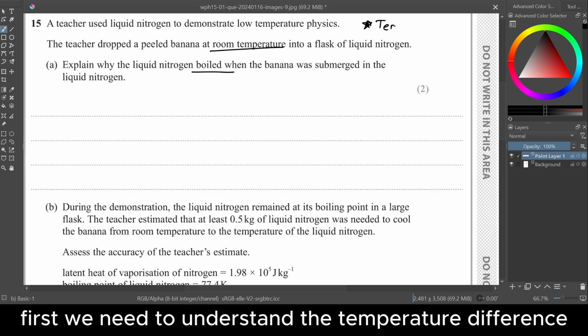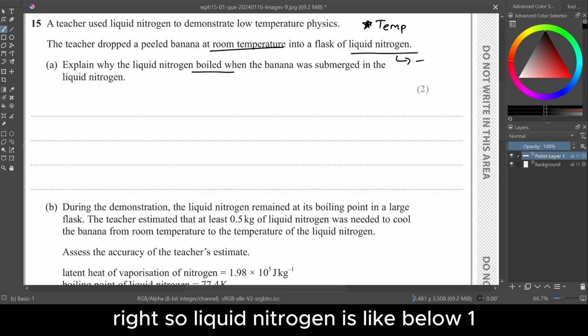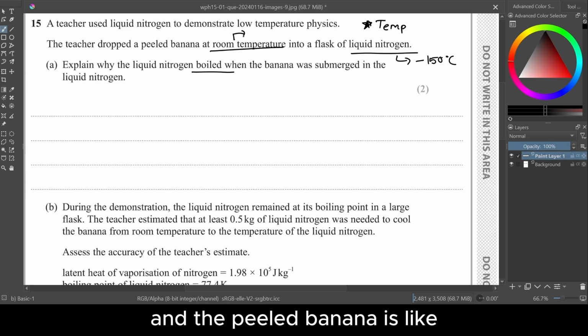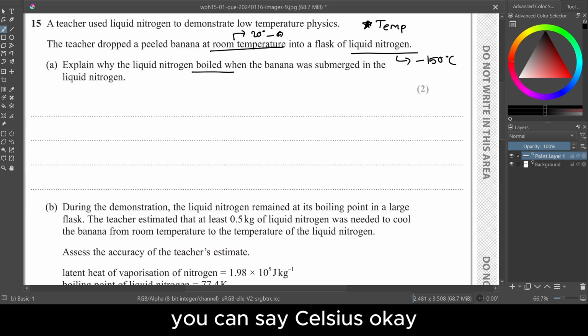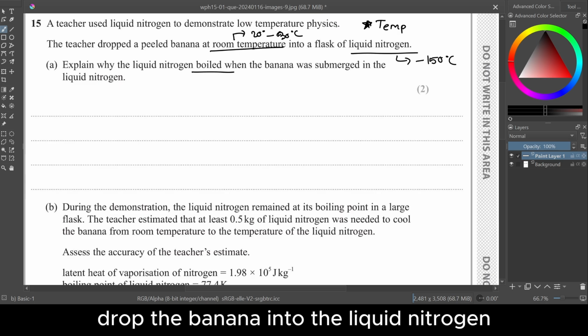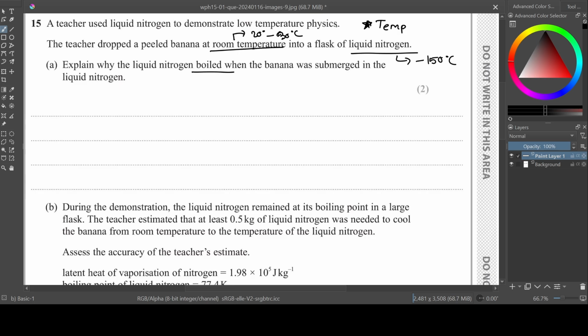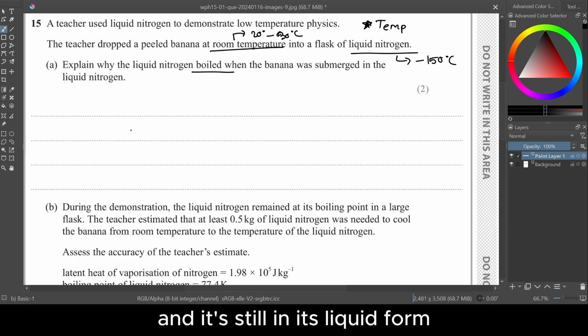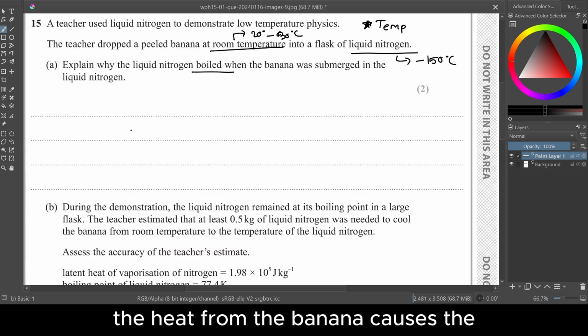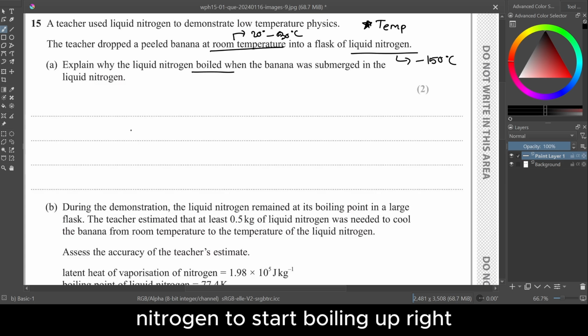First, we need to understand the temperature difference, right? So liquid nitrogen is below minus 150 degrees Celsius. I don't know the exact number. And the peeled banana is something like 20 to 30 degrees Celsius. Now, what actually happens is that when you drop the banana into the liquid nitrogen, the heat energy is transferred from the banana to the liquid nitrogen. And since the nitrogen is extremely cold and still in its liquid form, when this warm banana is added, the heat from the banana causes the nitrogen to start boiling up, right?